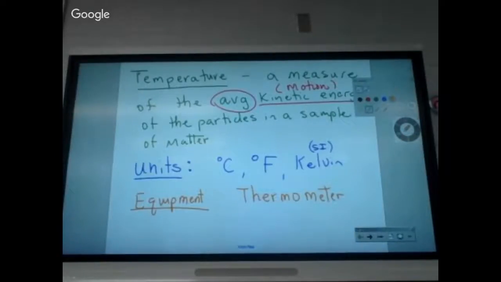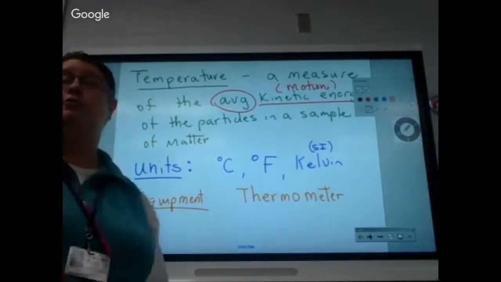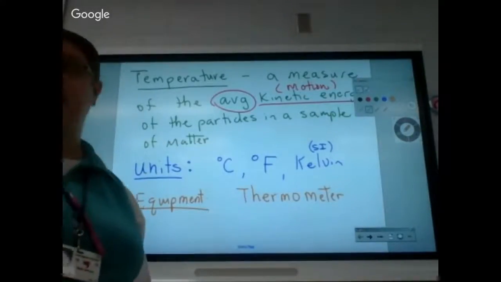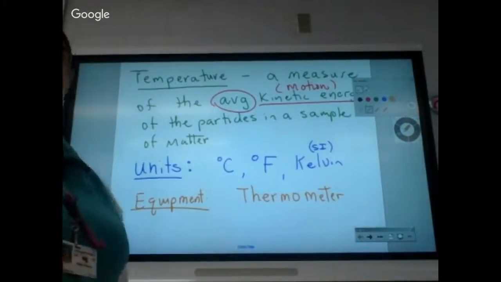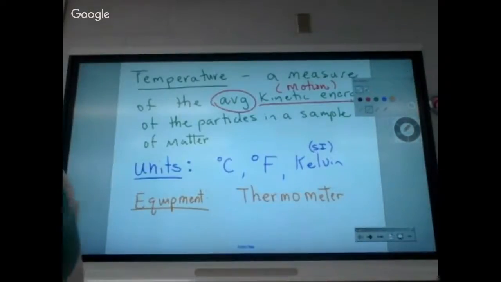Now, we are going to talk about the calculations to change between Celsius, Fahrenheit, and Kelvin. This is one of the few times that I will let you write on your orange chart. So if you don't have it out, get it out. You're in an honors class, so you should be able to manually change between Celsius and Fahrenheit. And I will let you write the formula on your orange chart. I don't expect you to have it memorized, but I do expect you to be able to use it.